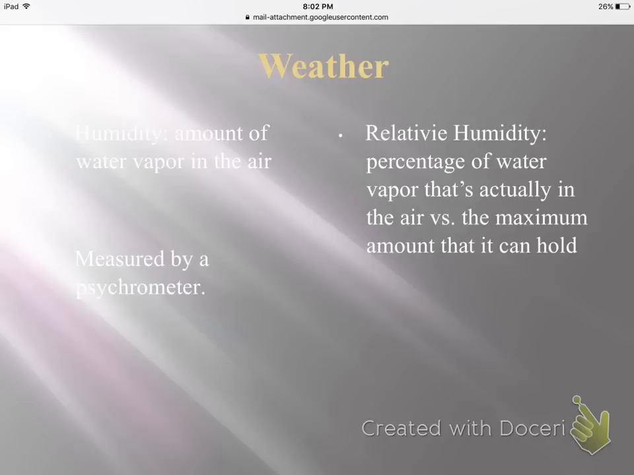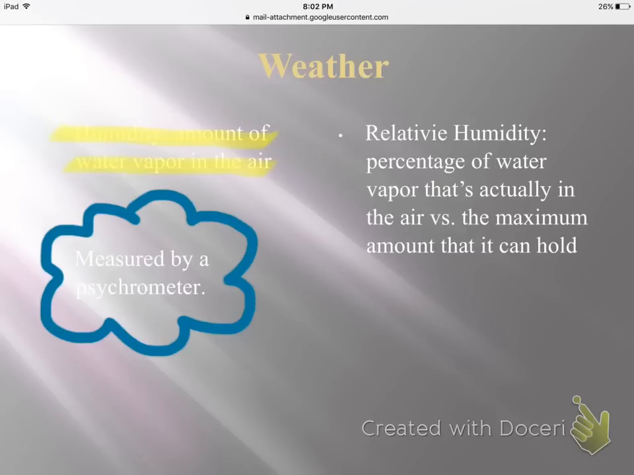As far as weather goes, a couple of basics that you guys already know because we've talked about a lot is humidity, which is the amount of water vapor in the air. So you know that relative humidity is just that represented as a percentage. So it's the percentage of water vapor that's actually in the air versus the maximum amount that the air can actually hold. And something new for you guys is that when we use the tool to measure water vapor and humidity, we use what's called a psychrometer.